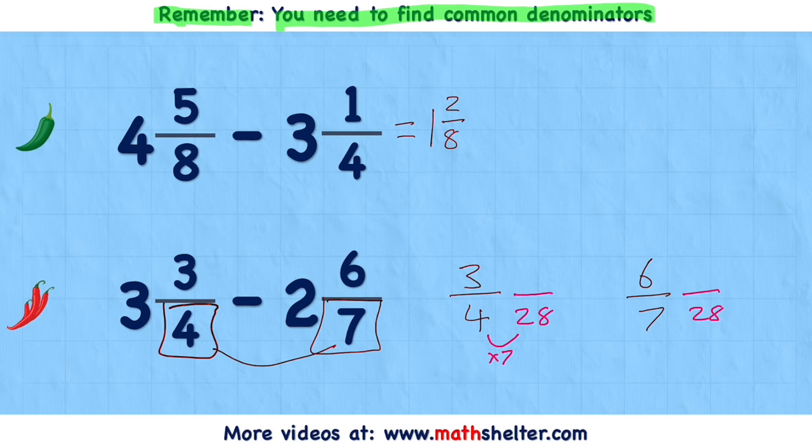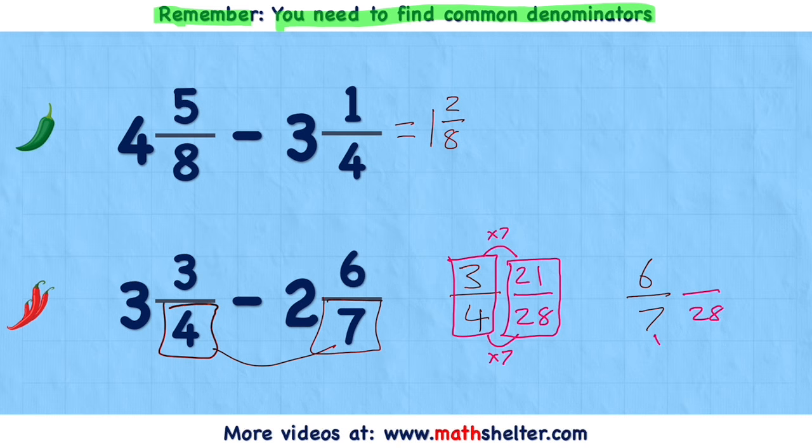I multiplied by 7, so I now need to do that to the numerator as well. So 3 times 7 is 21. So 21/28 is the same equivalent as 3/4, but it's got this 28 as my denominator, which is what I need because I need them to be the same.